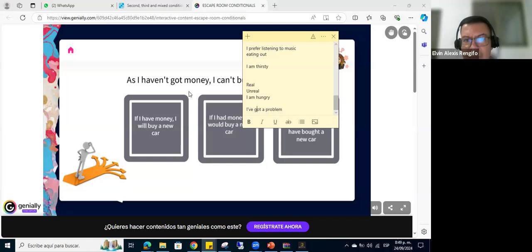In negative, you say I haven't got. Okay, and I haven't got is basically the same as I don't have. So it's a present, it's a present. I haven't got is the same as I don't have. Okay, so don't get confused with this.